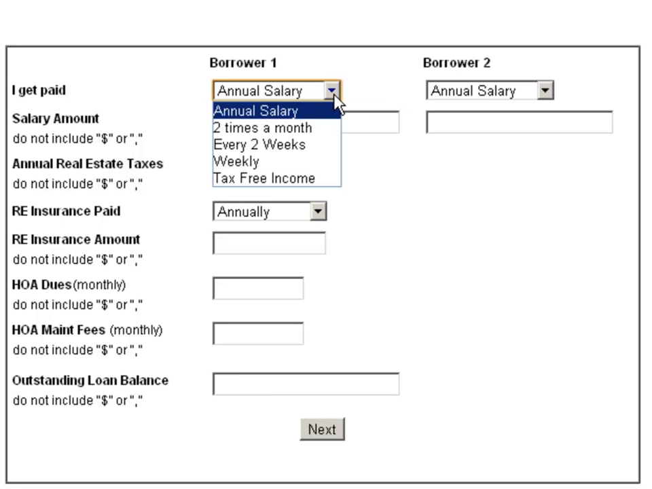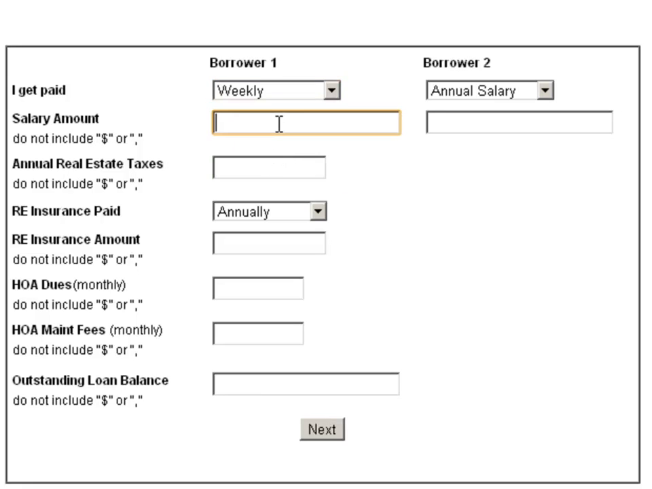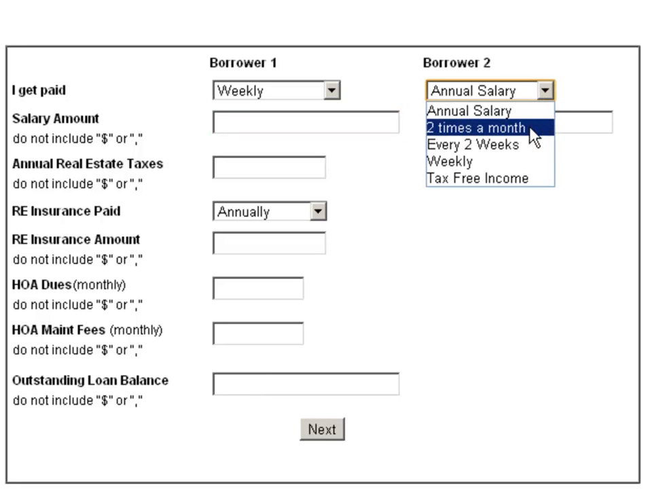And the reason why we're doing this is because we have to convert these numbers, the numbers that you're supplying, into an actual monthly salary. Okay, so if any one of these numbers differs on a weekly basis, so if you get paid weekly, let's say you might be working in a restaurant as a waiter or waitress or bartender. If you get paid weekly, then you want to select weekly and enter in the amount that you would get paid on average for a weekly basis. Okay, and then do the same thing for the second borrower.